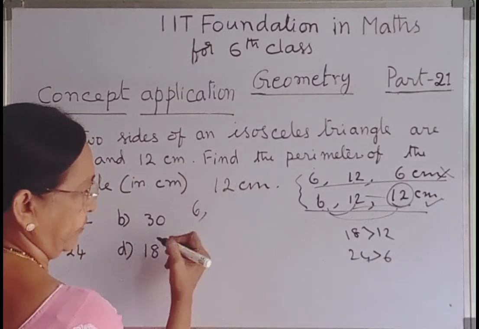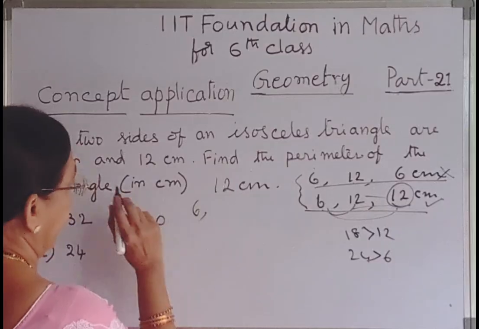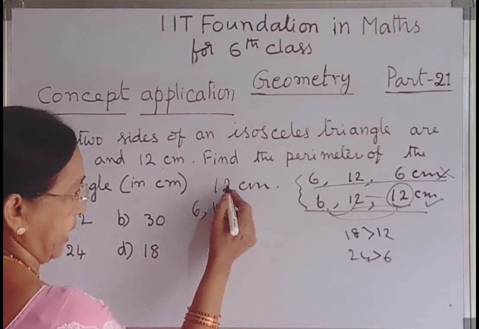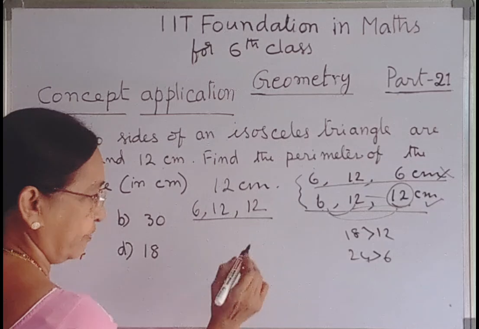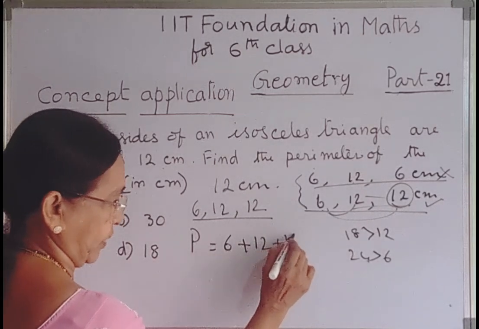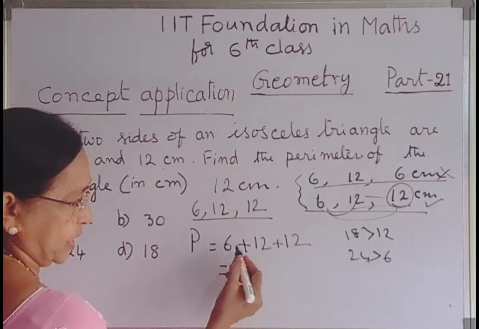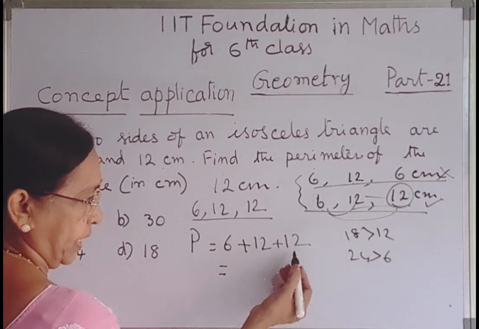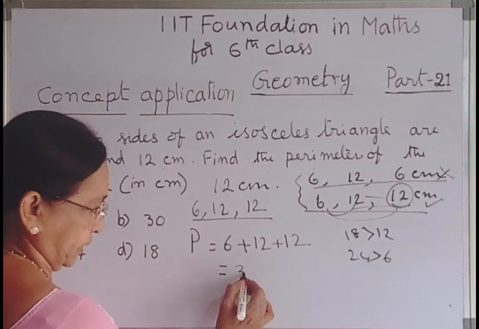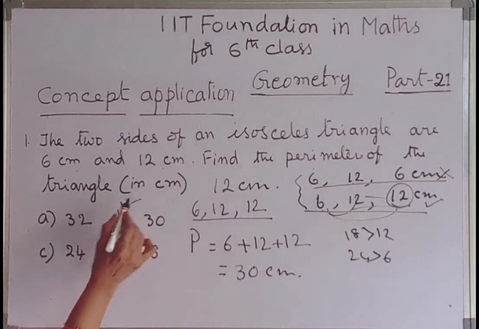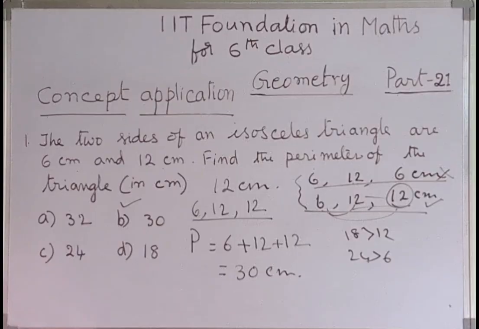Therefore, the measures of the three sides of the triangle are 6 centimeters, 12 centimeters and 12 centimeters. Therefore, the perimeter is equal to 6 plus 12 plus 12. That is equal to 6 plus 12, 18. 18 plus 12 is 30 centimeters. Therefore, option B, 30 centimeters, is correct.